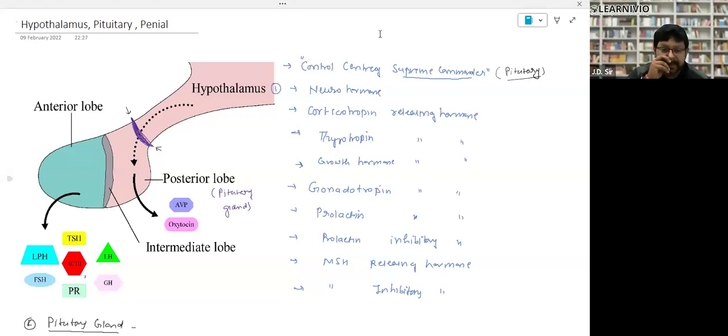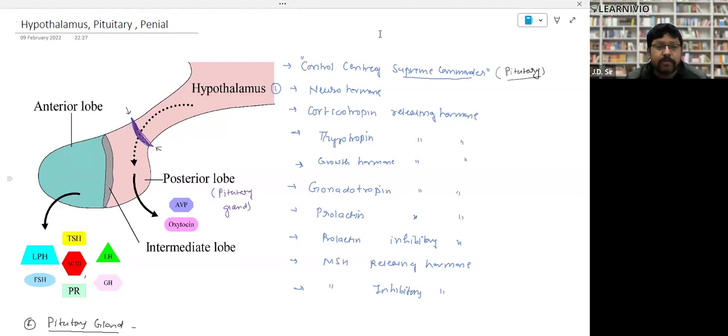Why? Basically, the pituitary gland works on the feedback mechanism. For example, suppose you have eaten lots of sugar. So lots of sugar is there in your blood, right? You have eaten sugar, it goes to your digestive system, it is digested, and now there is a lot of sugar in the blood.